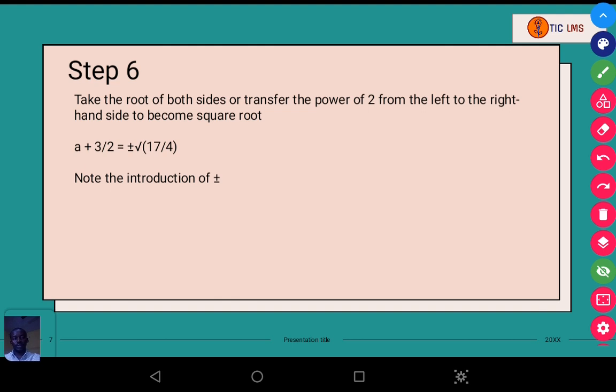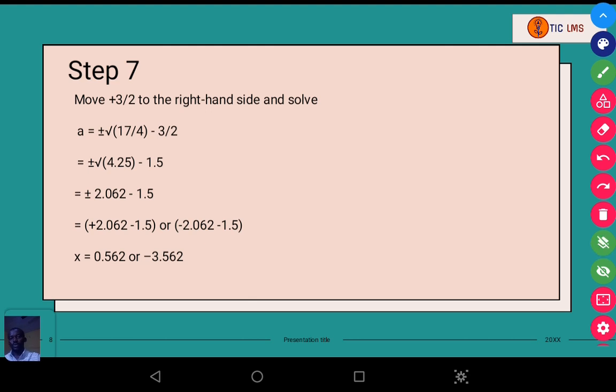Step 7 says move plus 3 over 2 to the right hand side and solve. So what is being said is that this positive 3 over 2 was positive on the left hand side. Now when we move it to the right hand side, you're going to have negative 3 over 2, just as you have here. So 17 divided by 4 gives us 4.25. Then 3 divided by 2 is 1.5. Now, this square root you're seeing here is basically for the 4.25. It's not for 1.5. So you're going to have it as square root of 4.25, which is plus or minus 2.062, and then minus 1.5.